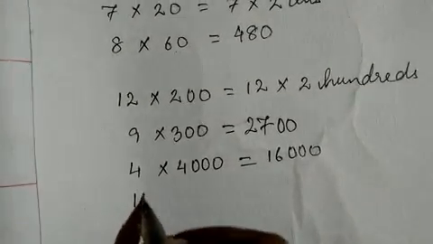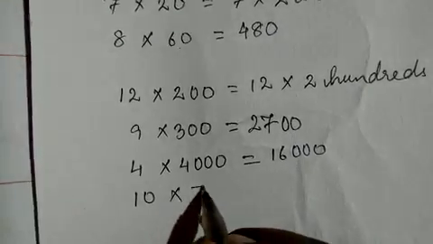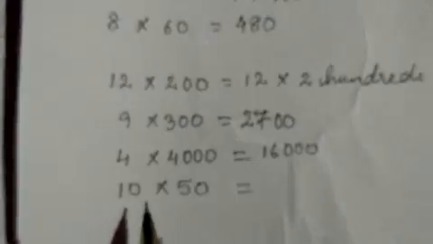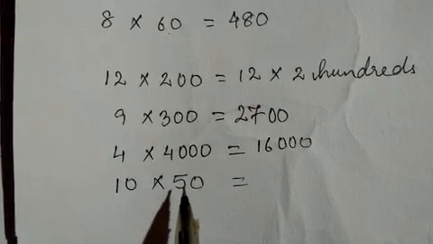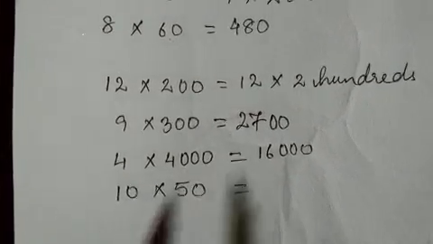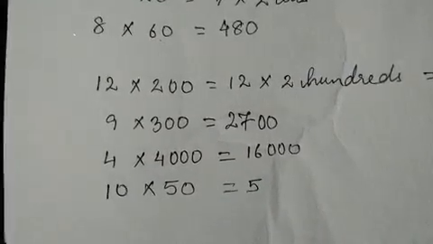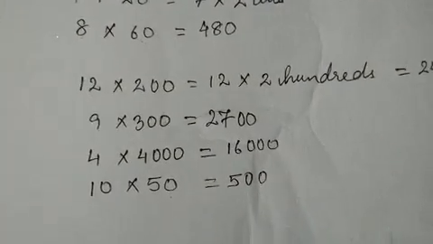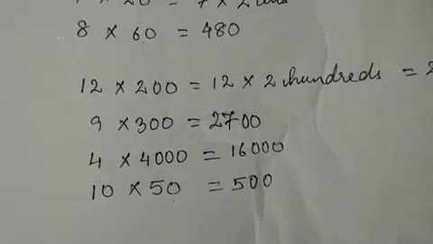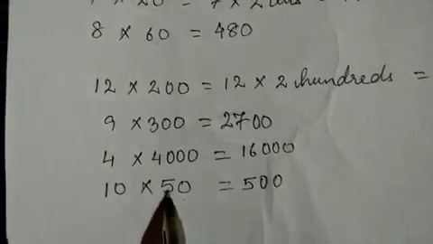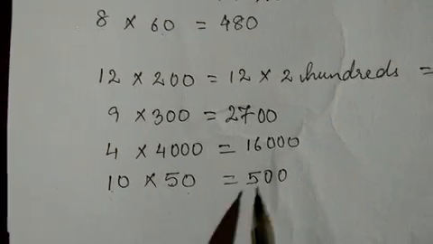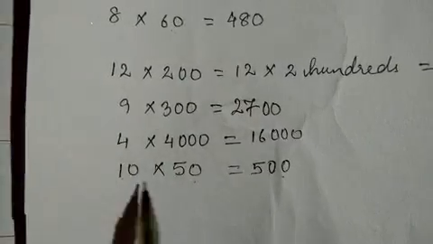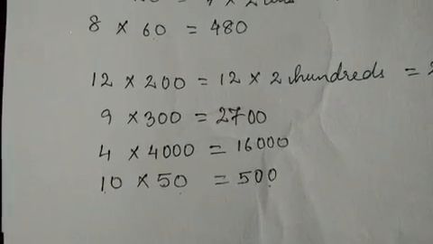Now what happens when there is 10 into 50? First you multiply the numbers here. 5 ones are 5. Now how many zeros are there? 1 zero from here and 1 zero from here. So 50 into 10 is equal to 500. We have just multiplied the numbers, 5 ones are 5, and 1 zero from here and 1 zero from here. This is very simple. We just have to copy down whichever zeros are there.